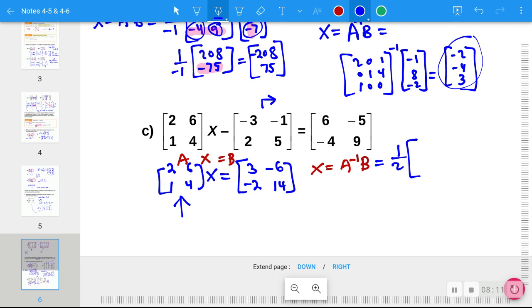Okay, I take the a and I want its inverse here, which means I have to swap places, and in the other diagonal, switch signs. And then we multiply that by the B matrix, which is the one that's right here.